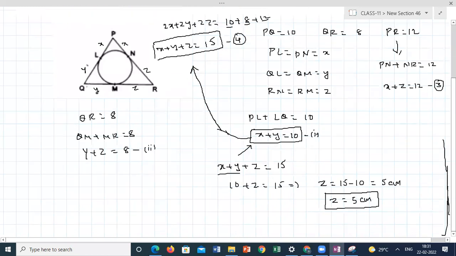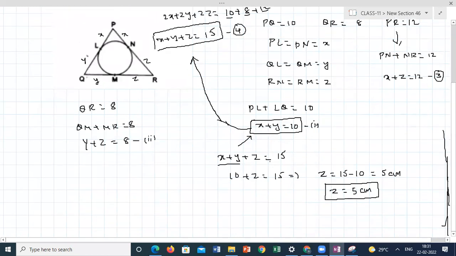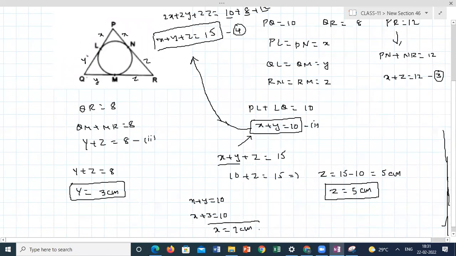Next, once I got the z, it is easy to calculate. Y plus z is equal to 8. So y is equal to 8 minus 5, 3 centimeter. So x plus y is equal to 10. So x plus 3 is equal to 10. So x is equal to 7 centimeter.